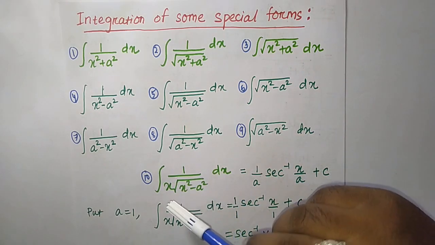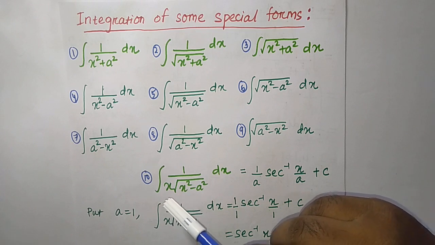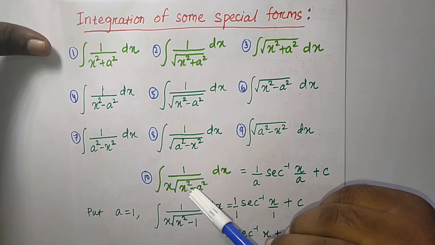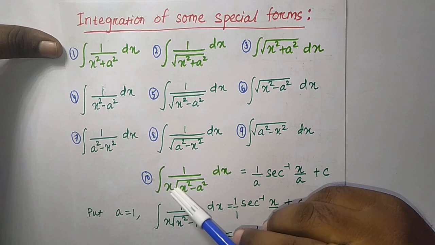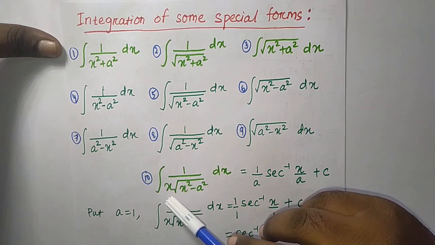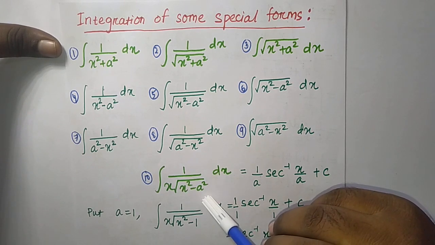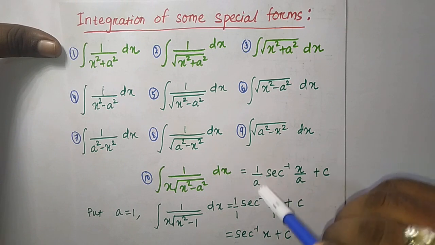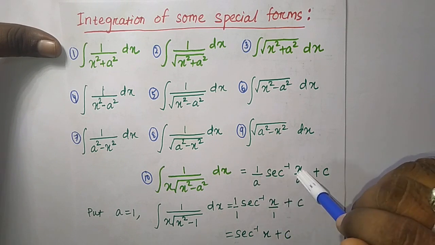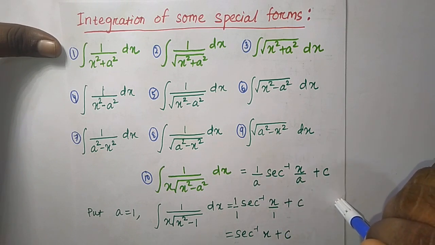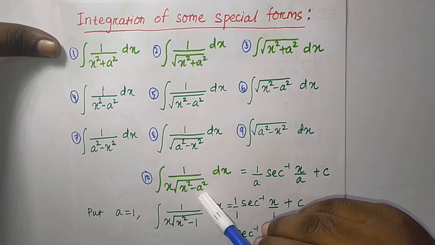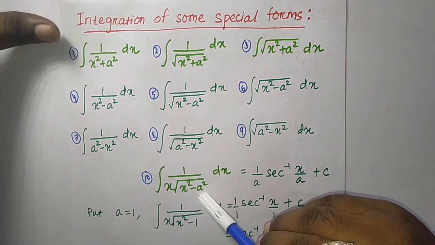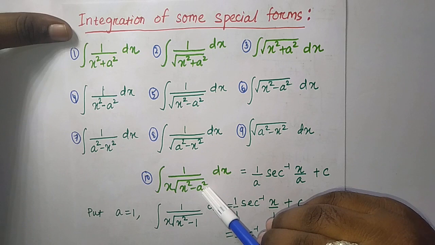Here I have given the formula for this one. The formula for integration of 1 by x into root over of x square minus a square is equal to 1 by a sec inverse x by a plus c. See here, a is a constant term.